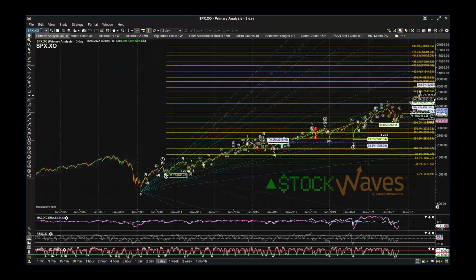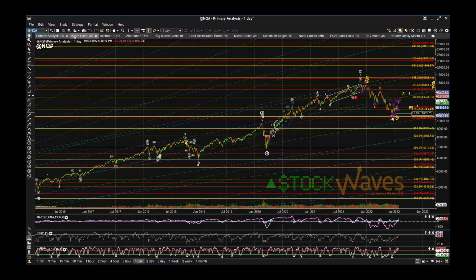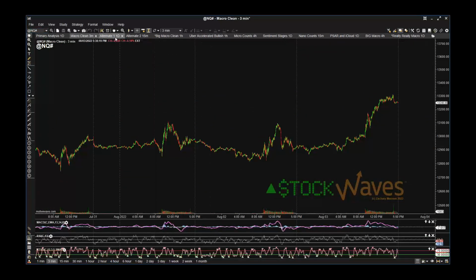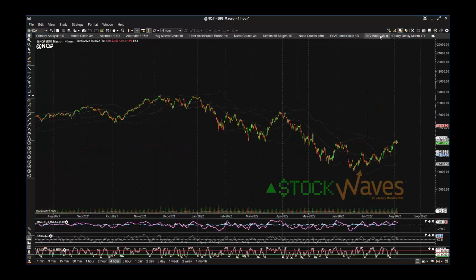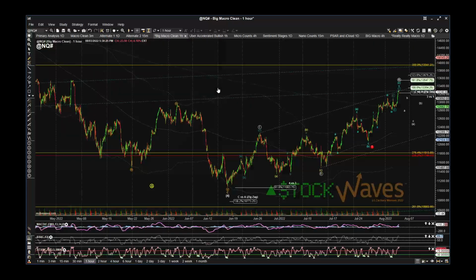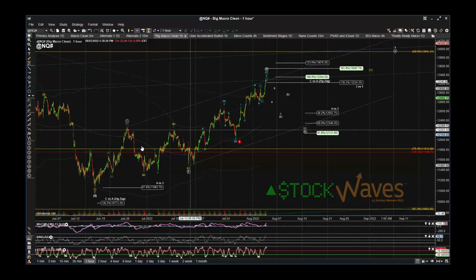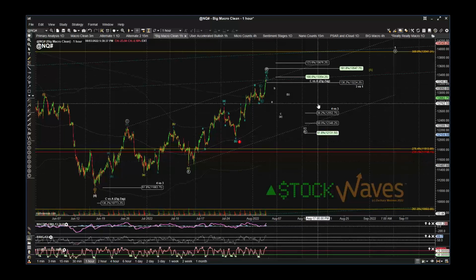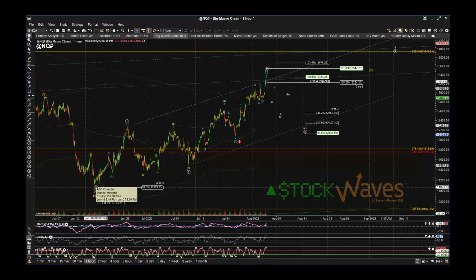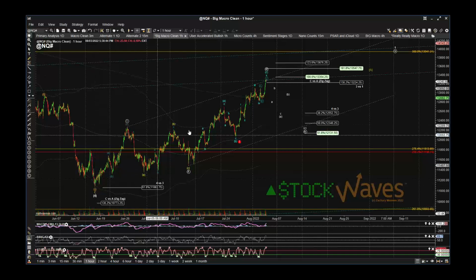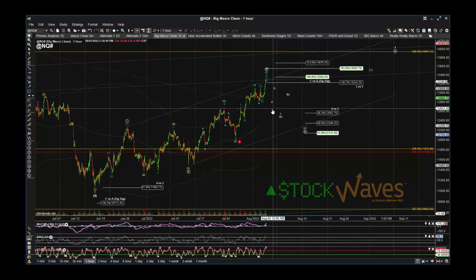NASDAQ, I think, is almost identical, so it's not worth spending that much time on it. But there you go, big macro clean. So similar structure. This is a 1 hour chart. For some reason, it fits a little bit better on a 1 hour. Oh, because it has all the overnight action. So I can fit the same price pattern off of the June lows on a cash only regular trading hours SPX chart on a 15-minute. But to get the same view, we need to do a 1 hour on the NASDAQ futures.